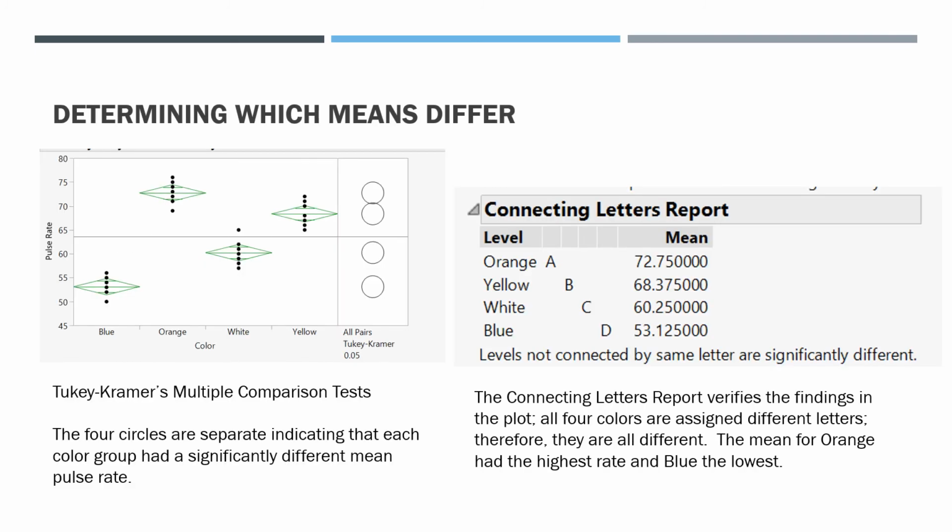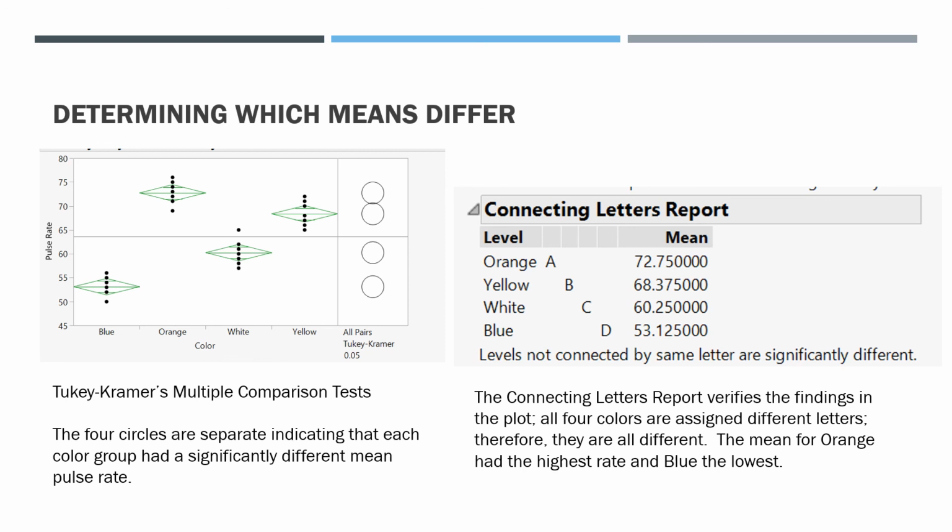Now we need to determine which of those means differ. You can look at the Tukey-Kramer plot, and here if the circles overlap, the groups are not different. None of these circles are truly overlapping, so then you can look at the distance they are from each other on the y-axis. The orange group had the highest pulse rate. The blue group had the lowest. The white, which was our control group, is in the center.